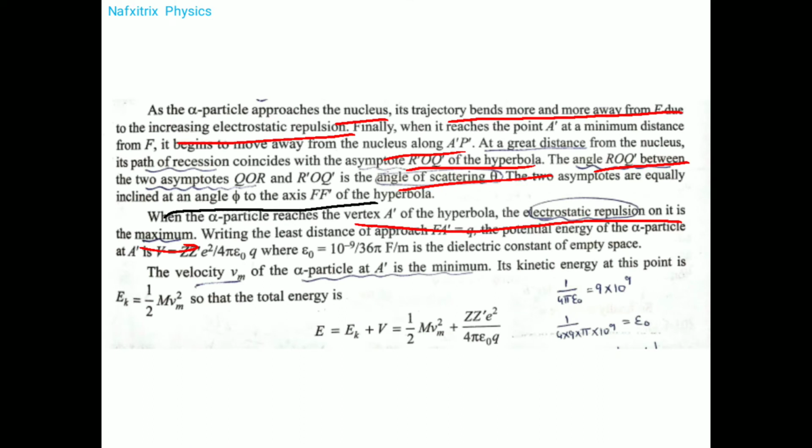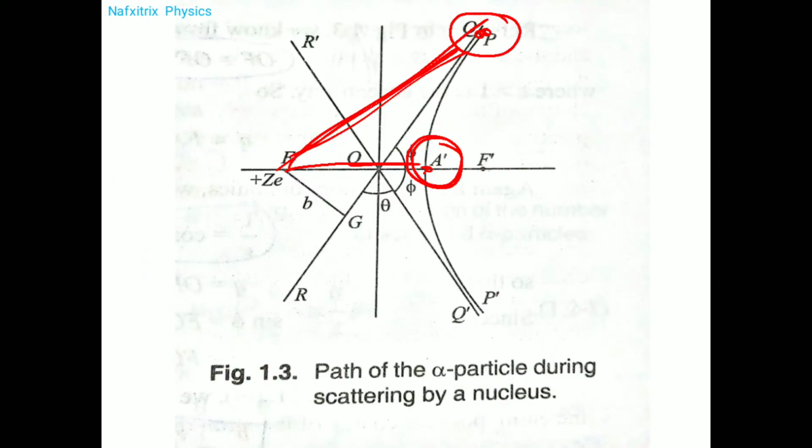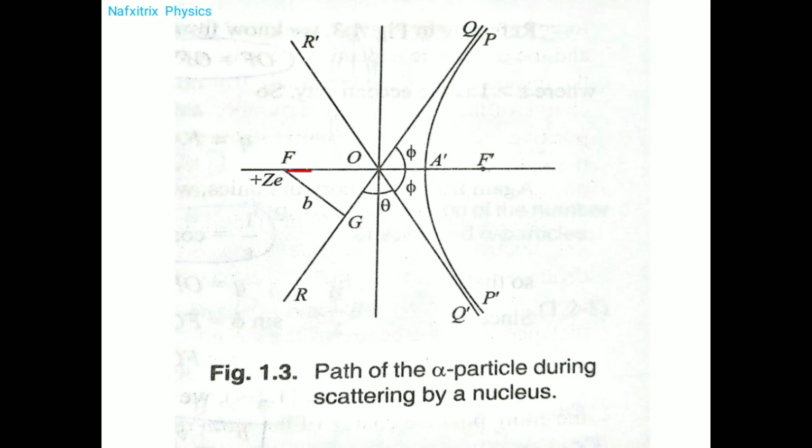Writing the least distance of approach, FA'Q. So the least distance of approach is nothing but this. This is the least distance of approach FA'. It is nothing but Q.